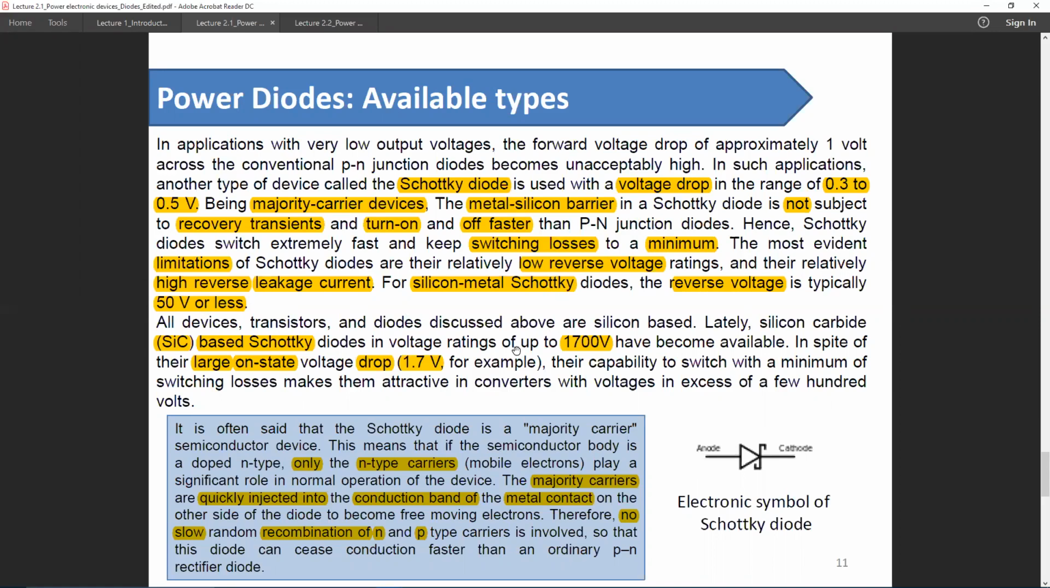Another improvement of the Schottky diode is the silicon carbide based Schottky diode, which can withstand a reverse voltage of 1700 volt, and its on-state voltage is much lower, only 1.7 volt.